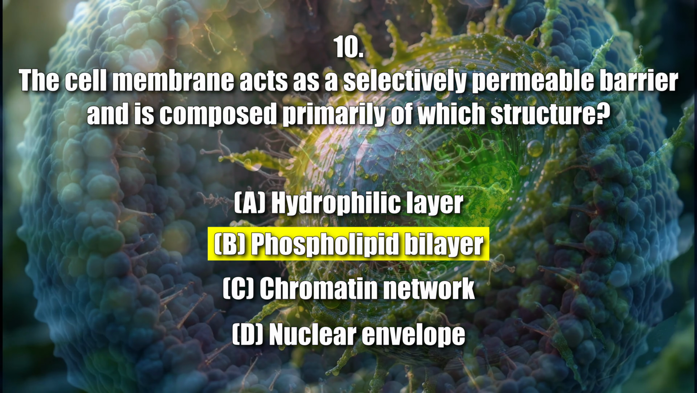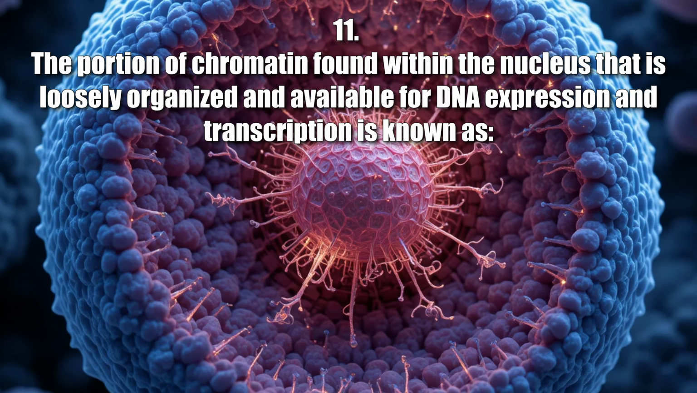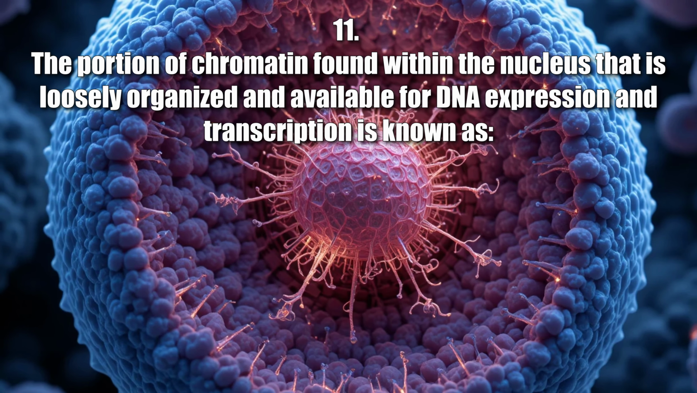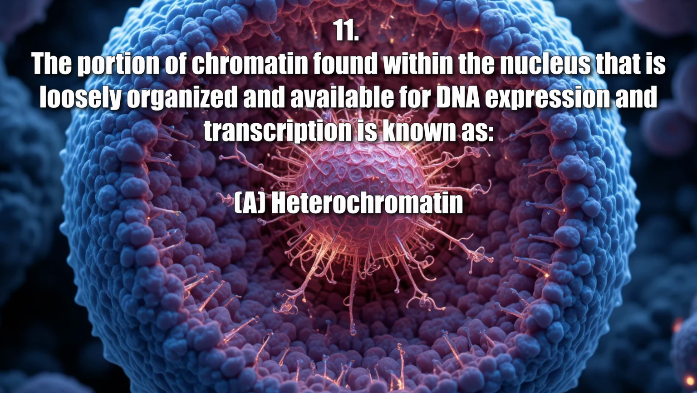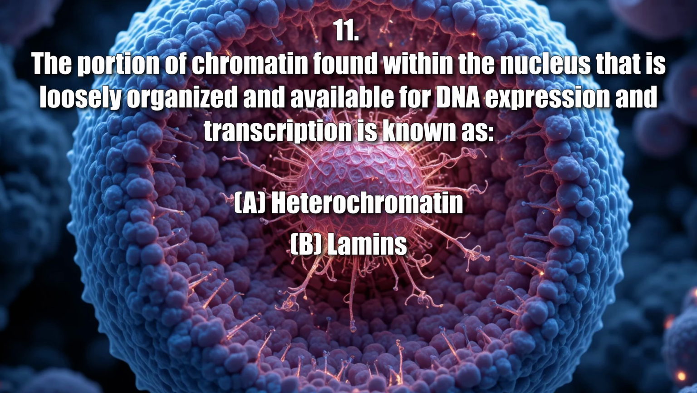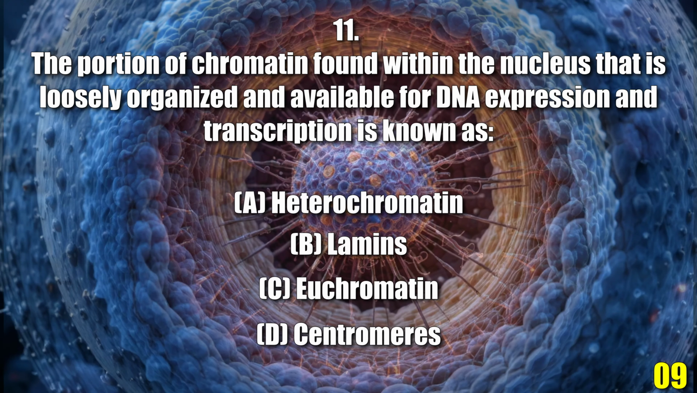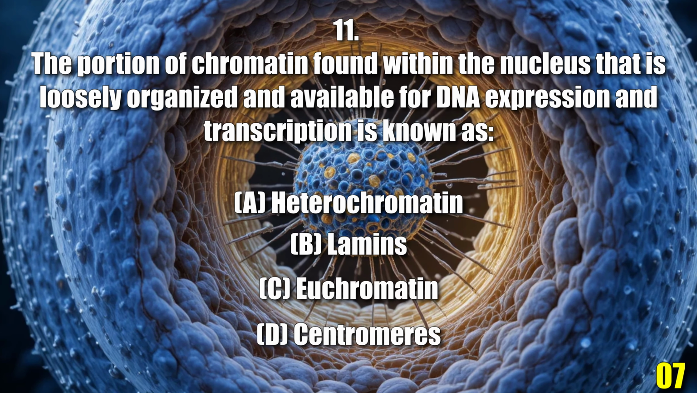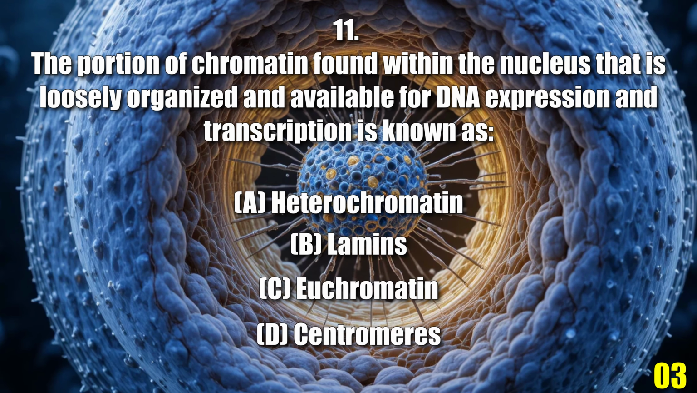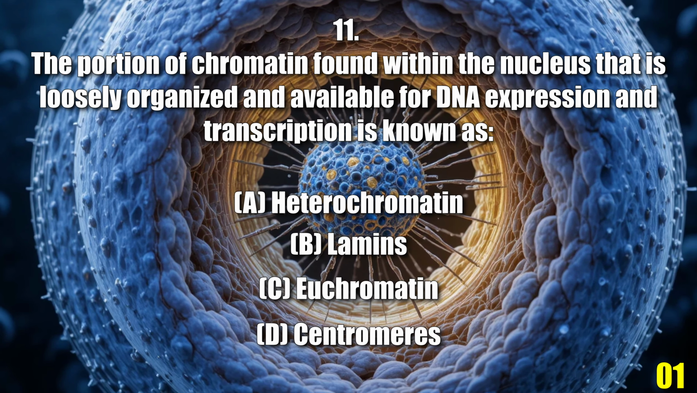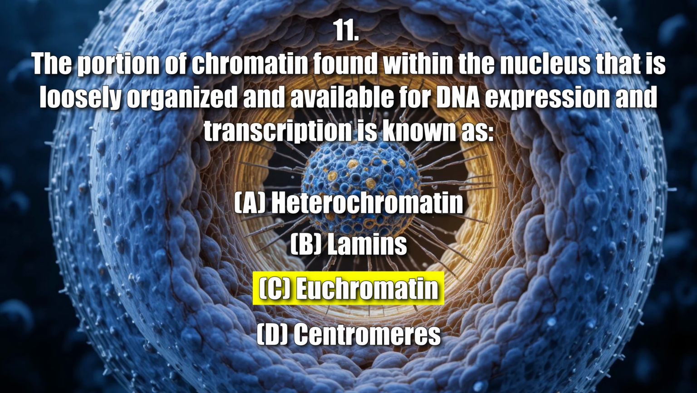Phospholipid bilayer. 11. The portion of chromatin found within the nucleus that is loosely organized and available for DNA expression and transcription is known as A. Heterochromatin. B. Lamins. C. Euchromatin. D. Centromeres. The correct answer is C.